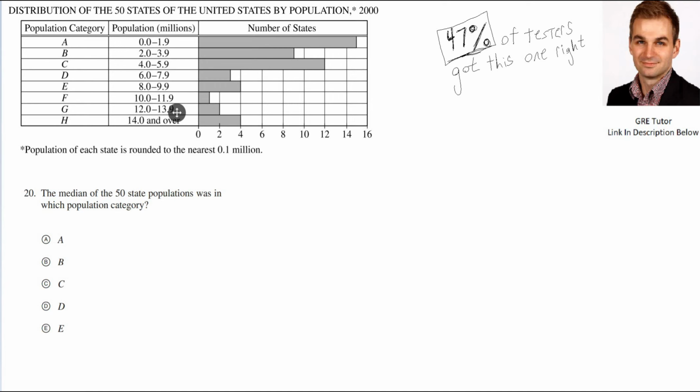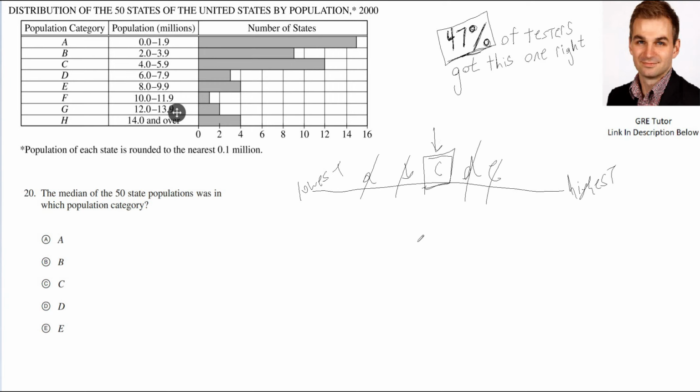Now, the question that they are asking is, the median of the 50 state populations was in which population category? Alright, so whenever you have a median, what you do is you rank things from lowest to highest. And then, let's say you've got 5 numbers, A, B, C, D, E. Basically cross off the largest and the smallest, until you find yourself in the center. And you pick the center one, that becomes your median.